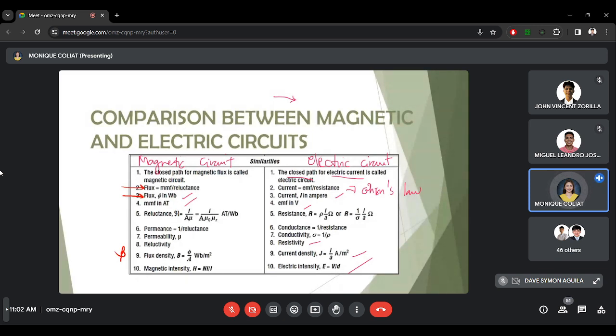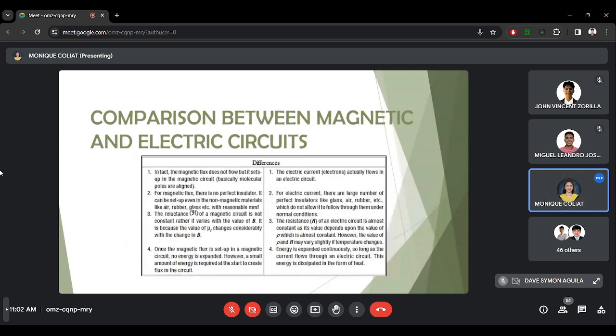Pinakita lang naman dyan kung ano yung similarities ni magnetic circuit and ni electric circuit, na meron silang equivalent kada circuit. Okay, so ito naman yung differences. Dito si magnetic, and here is the electric.